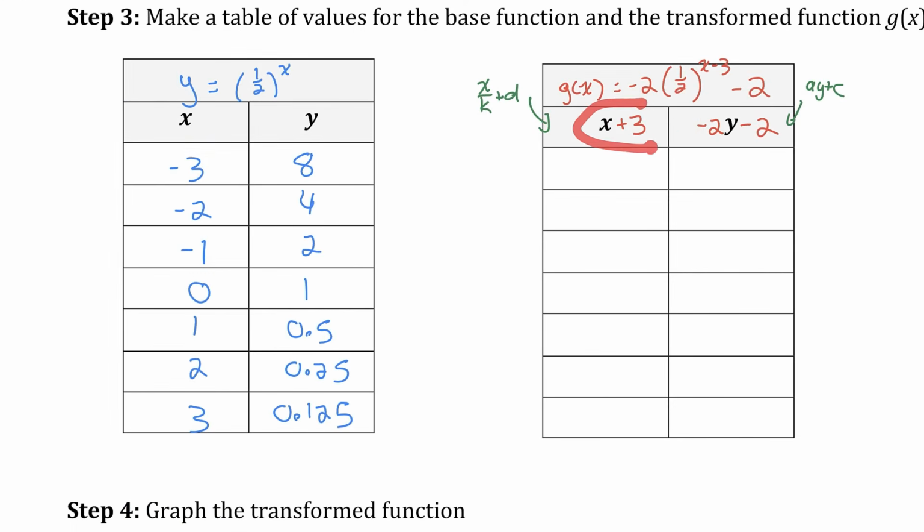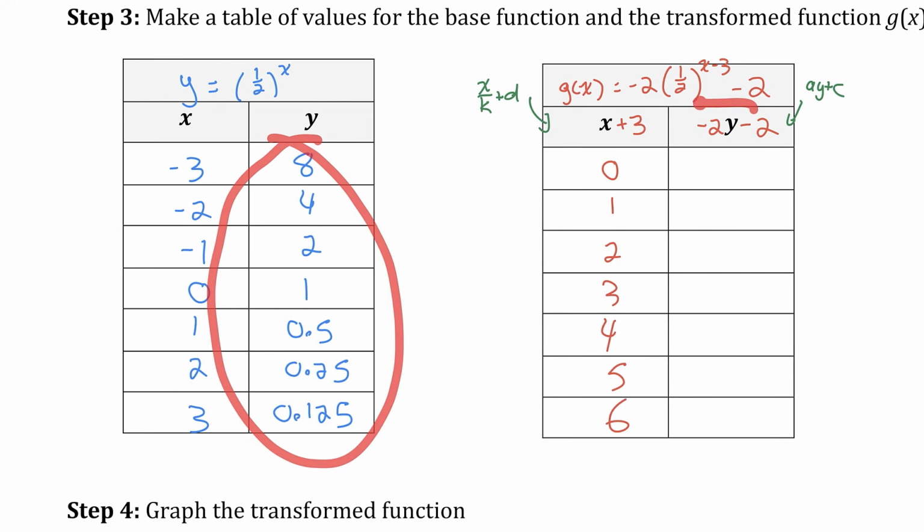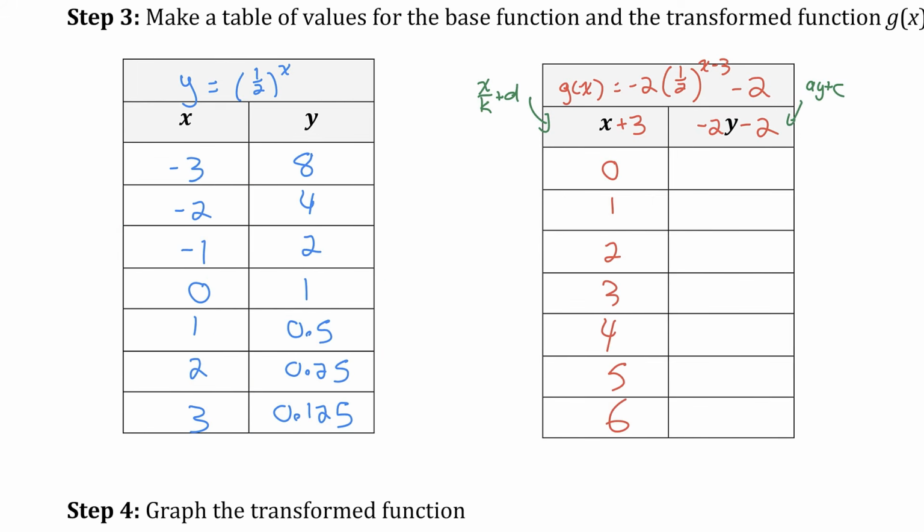So now I'm just going to apply that transformation to all of these x values. So just take all of the x values from the base function and add 3. And then I have to take each of these y values and apply this transformation, multiply by -2 and subtract 2. So my first one, when I multiply it by -2, I get -16, and subtract 2, that brings me to -18. And then I'll fill in the rest of them for you.